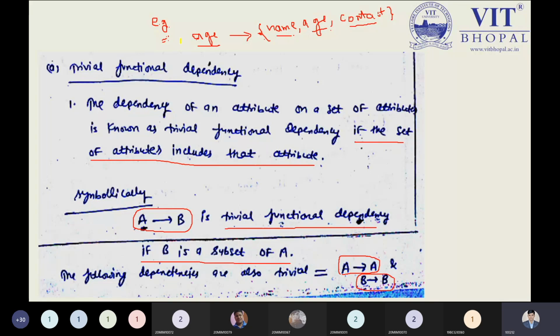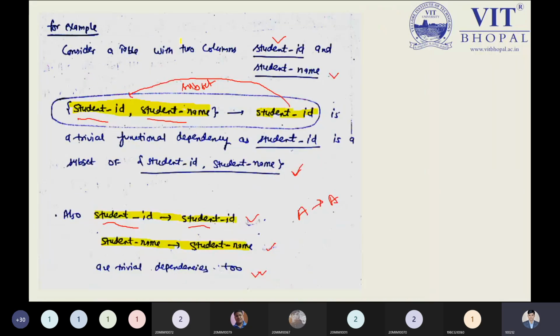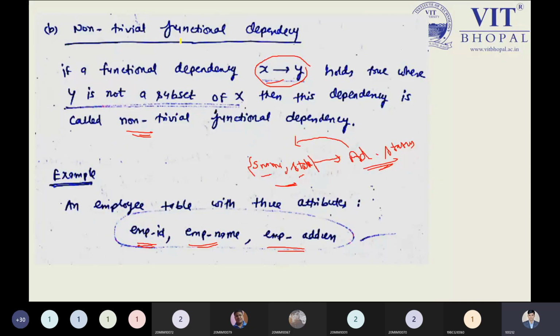Trivial functional dependency means we are following the concept in a simple way. Student ID, as you can observe here, is a part of our set of attributes, student ID, student name, and so on. But if student ID was not part of such a set of attributes, then we can't say it is trivial. The reverse part we can see with the help of non-trivial functional dependency. It's a very simple concept you can understand here.